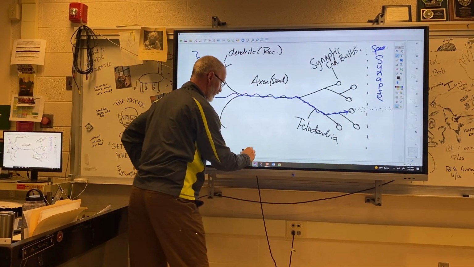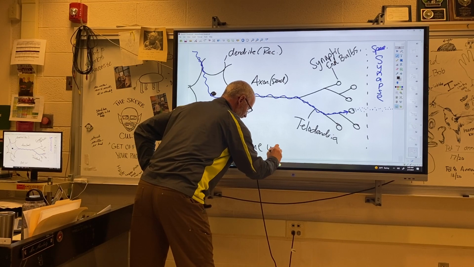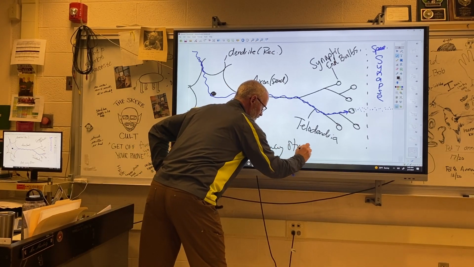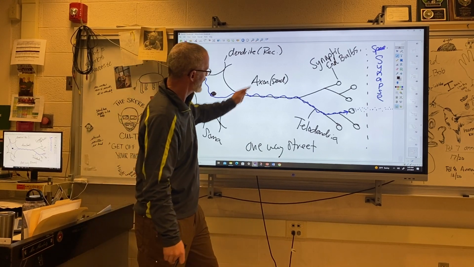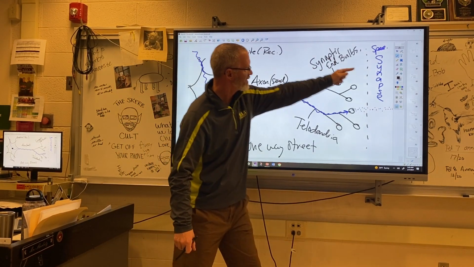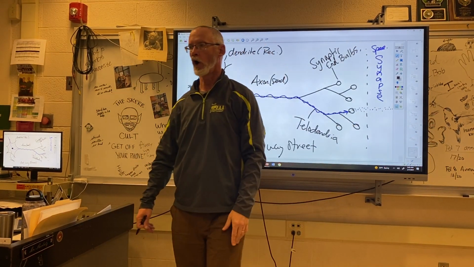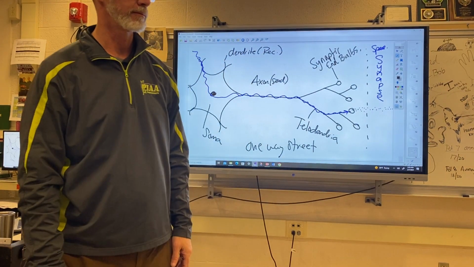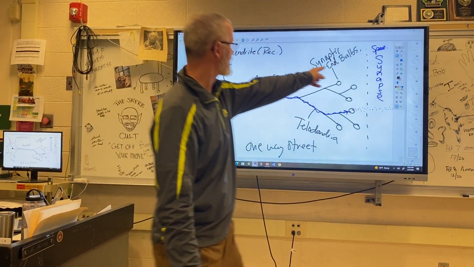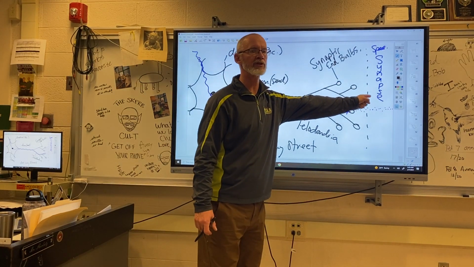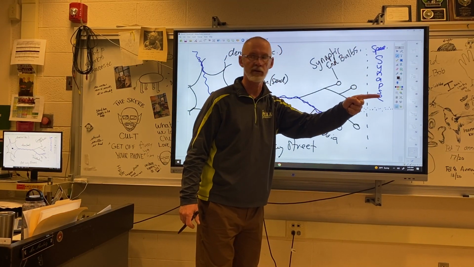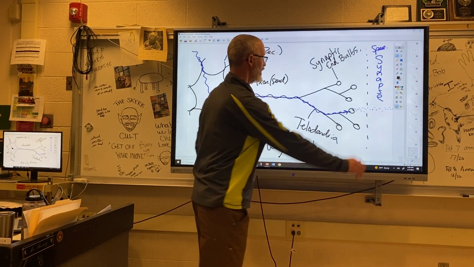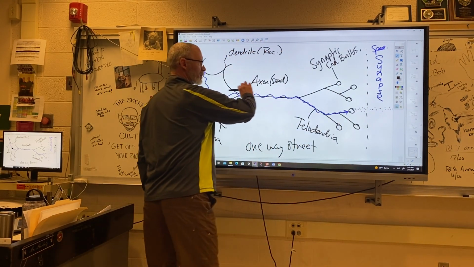Flow in this neuron is a one-way street. It's one way. It always goes dendrite, soma, axon, bulb, synapse, restart. Over and over and over. By having the synapse, this prevents electricity from doing what? Going the wrong direction. We cannot have electricity going backwards.